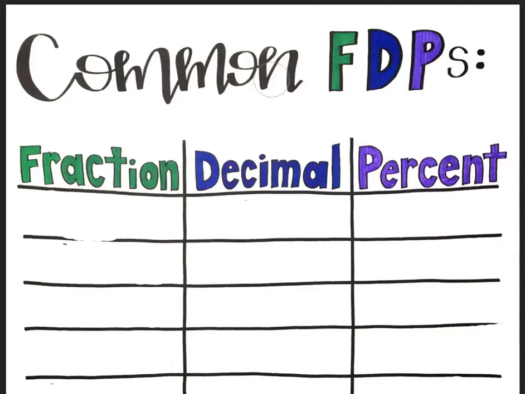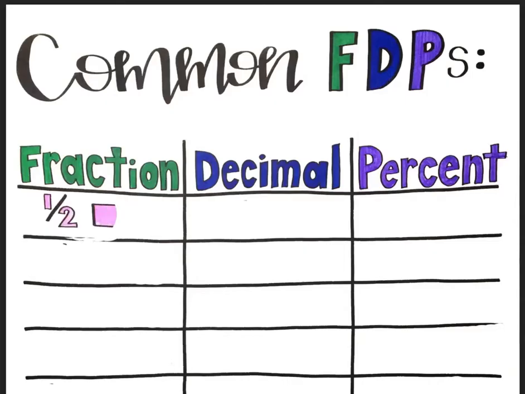We know that we can go from a fraction to its decimal equivalent. We can go from a decimal back to its fraction. We can go from a percent back to a fraction, from a decimal to a percent, and from a percent back to a decimal. And so we're just looking at some of the more common ones. So let's get started. The first one that is very common is 1/2.